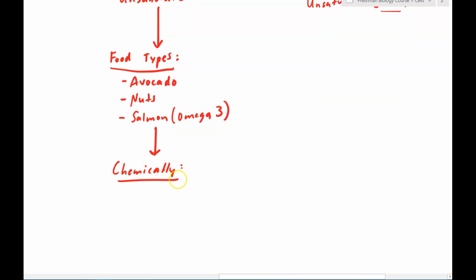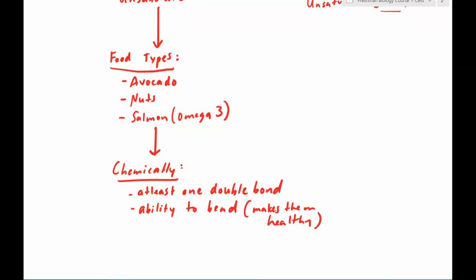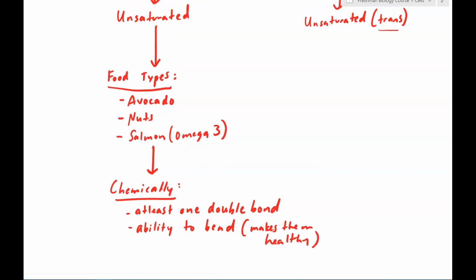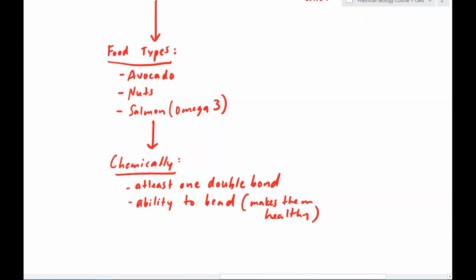All right, so these types of fats are going to have one double bond. As you're identifying fatty acids, that's going to be one of the most important parts of unsaturated fats. If you see a chemical chain and you see at least one double bond, then that means it is going to be some type of unsaturated fatty acid.